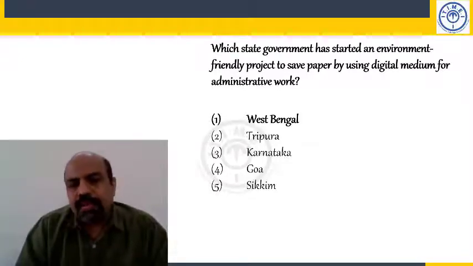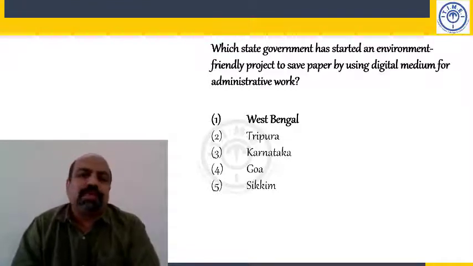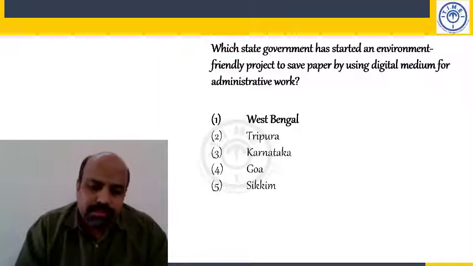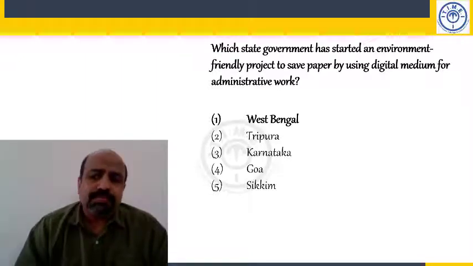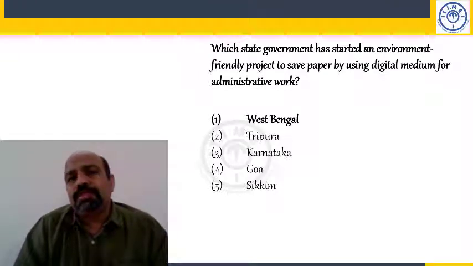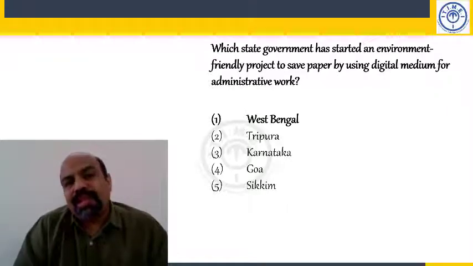Next, Sikkim is India's smallest state by population. In 2011, the census 2011, the population was 6.1 lakh.